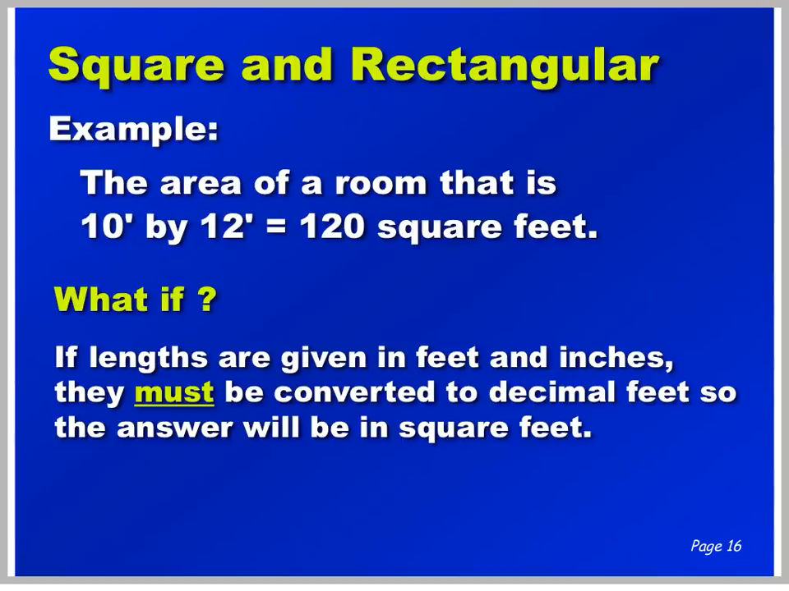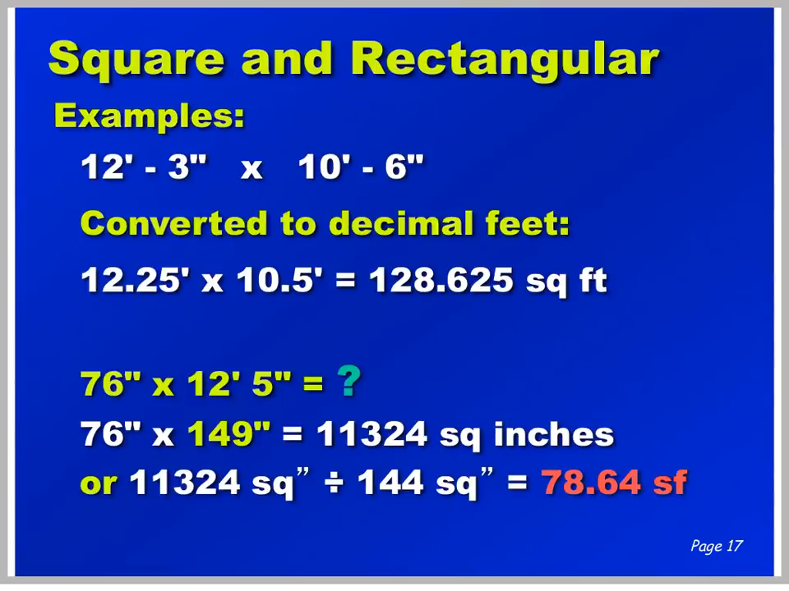Note that I did not just say 120. It's 120 square feet. If lengths are given in feet and inches, you must convert to decimal equivalents, then do the math, or use a smart construction calculator. For example, we have 12 foot 3 inches times 10 foot 6 inches. First convert to decimal feet. So we would have 12.25 feet times 10.5 feet. When multiplied out, we get 128.625 square feet.